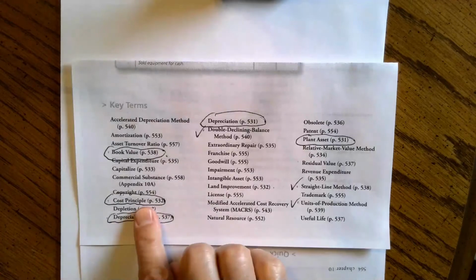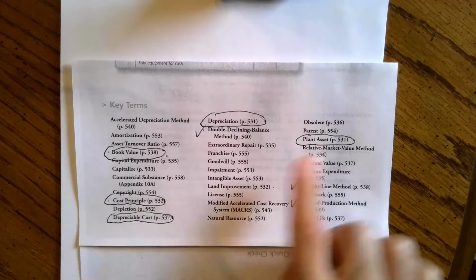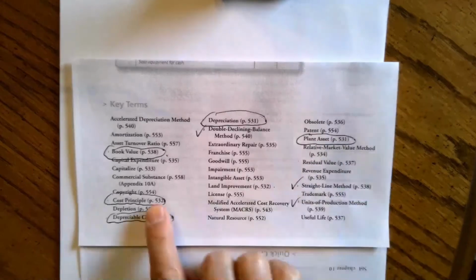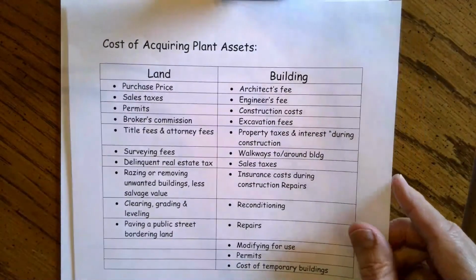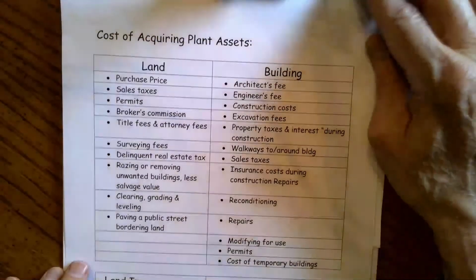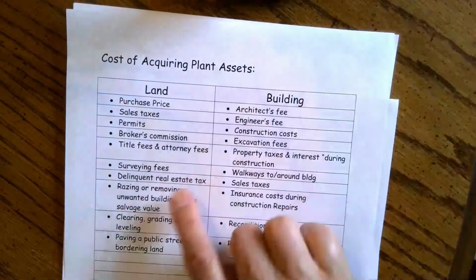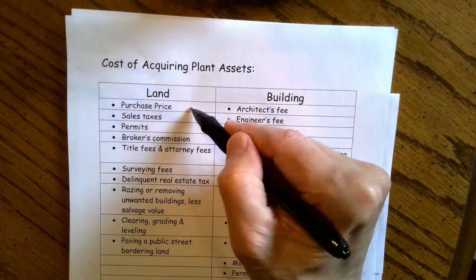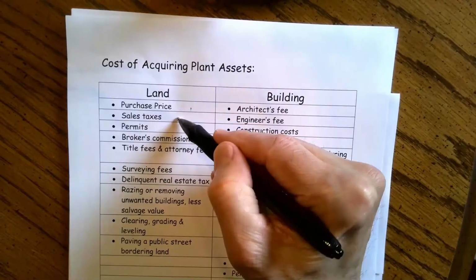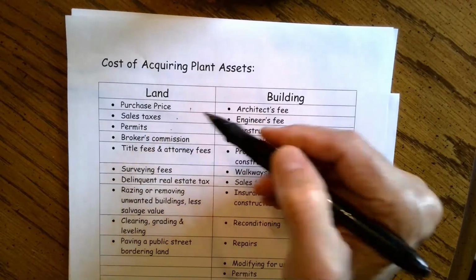I mentioned the cost principle. Plant assets, when they're acquired, are recorded at cost. What can cost include? Here's an example, handout in Momentum. If the company is purchasing land, it can include the base purchase price, any sales taxes or permits that are required in buying the land.